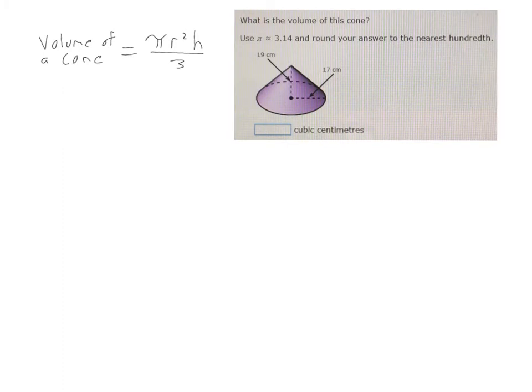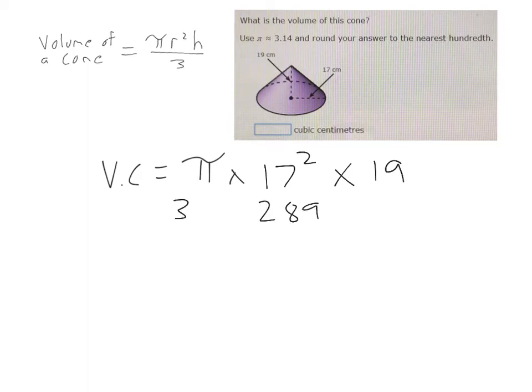Here's another one where we're just plugging in the numbers. What is the volume of this cone? Use pi equals approximately 3.14 and round your answer to the nearest hundredth. We see our radius is 17, our height is 19. Let's start plugging in. Volume of a cone equals pi times our radius, 17 squared, times 19. I'm not sure what 17 squared is, so I'm going to plug that into the calculator. So 17 times 17 is 289. So I'm just going to put in 3.14 this time times 19.